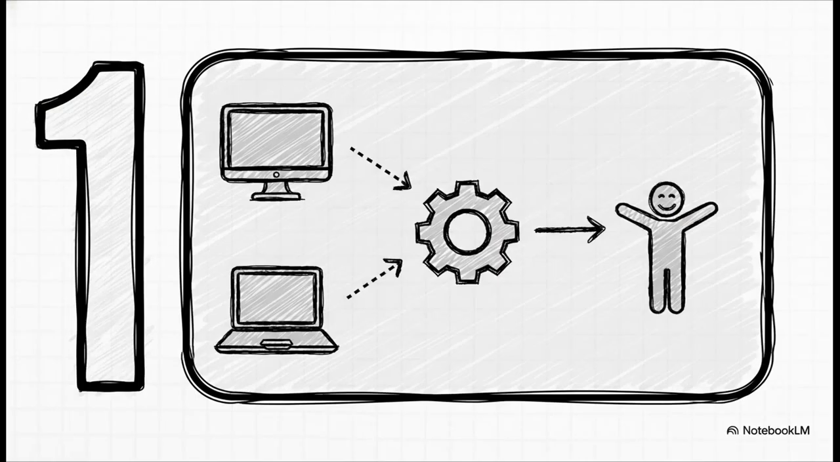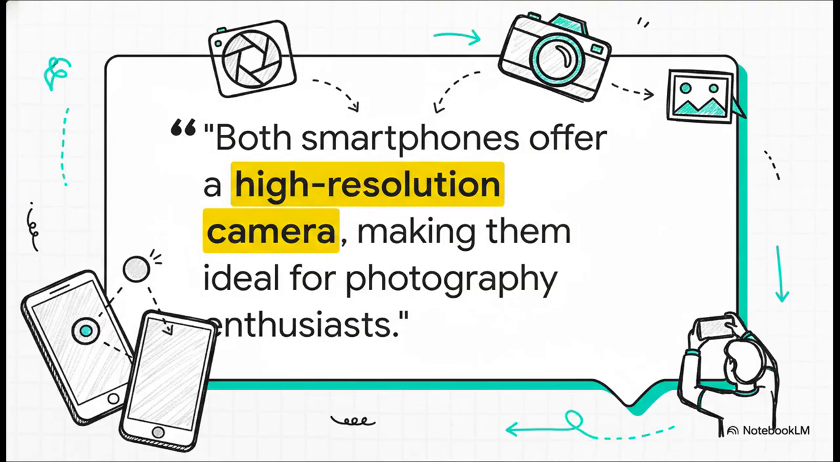So, let's look at our first tool. It's a super simple but really effective structure. Both products offer a certain feature which makes them suitable for a specific purpose. See how clean and direct that is? You're immediately setting the stage for the whole conversation. And here it is in action. Instead of just saying, oh, both phones have good cameras, this sentence does so much more work. It names the common feature, a high-res camera, and the shared purpose, being great for people who love photography. Instantly, you've added some really valuable context.